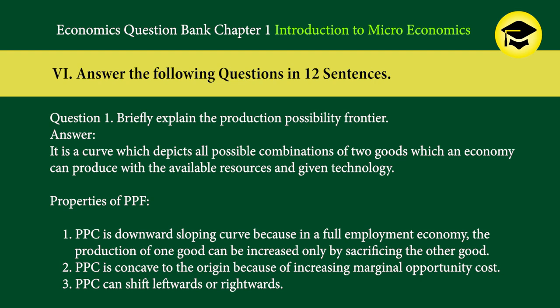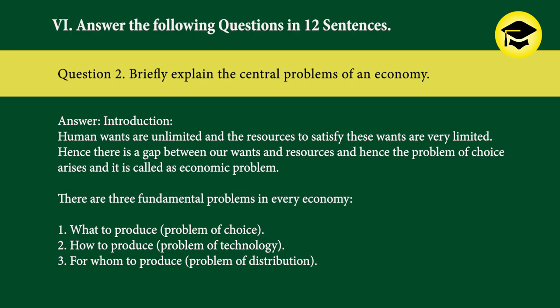Properties of PPF. PPC is a downward sloping curve because in a full employment economy, the production of one good can be increased only by sacrificing the other good. PPC is concave to the origin because of increasing marginal opportunity cost. PPC can shift leftwards or rightwards. Question 2. Briefly explain the central problems of an economy.